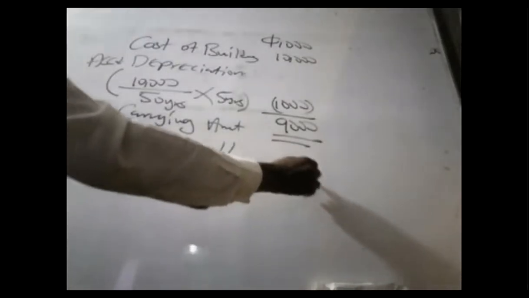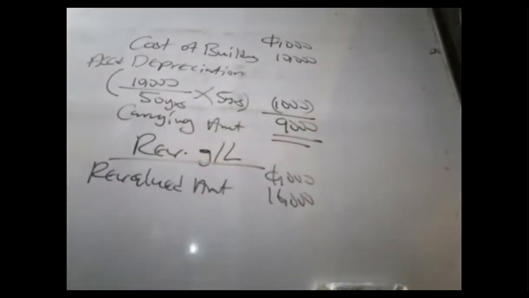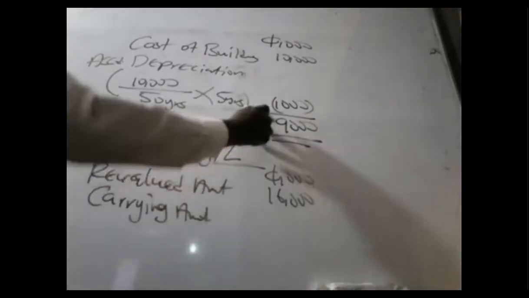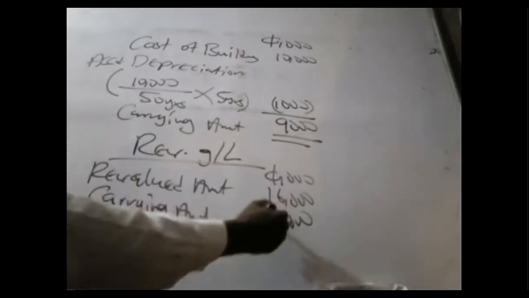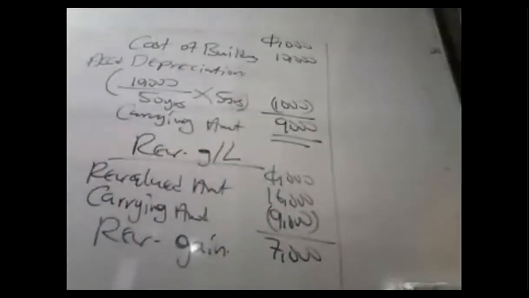The revalued amount, the examiner said, is 16 million. So they say 16,000. What is the current amount at the date of valuation? We've calculated that we had 9,000, so therefore the gain will be 7,000. That is a revaluation gain of 7,000. Immediately, the examiner will want the accounting treatment of this 7,000.